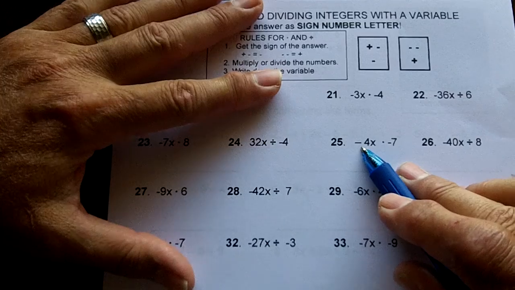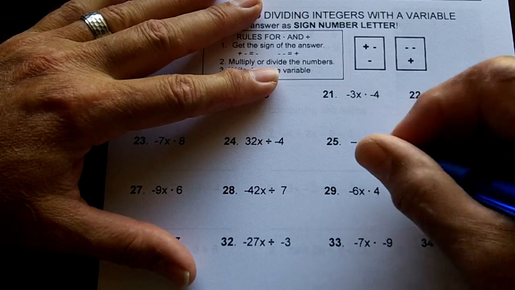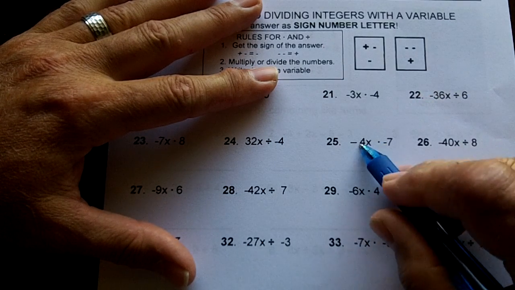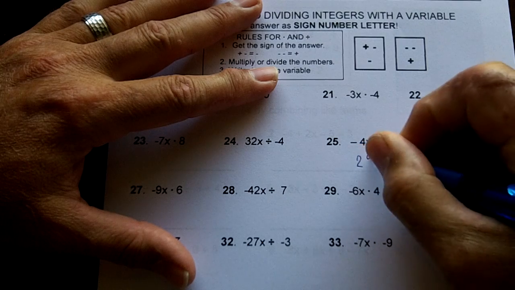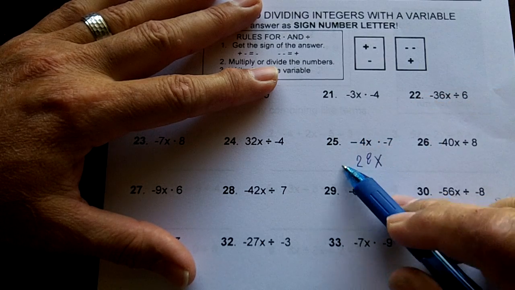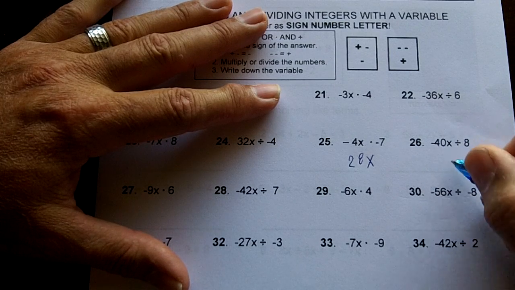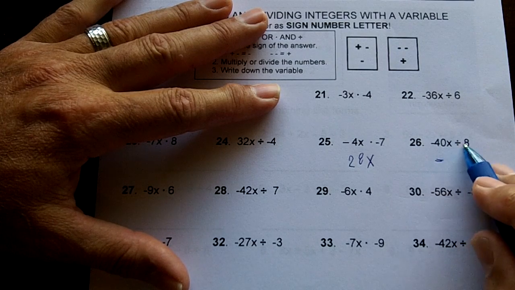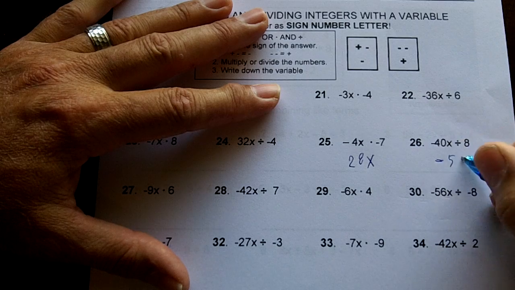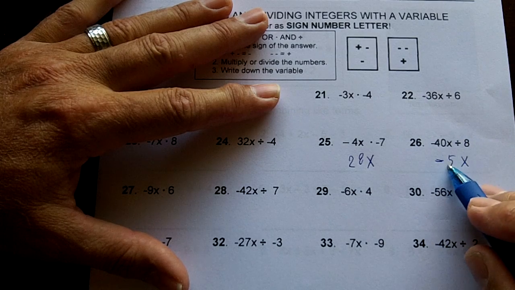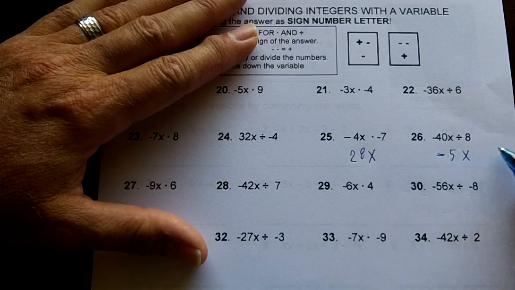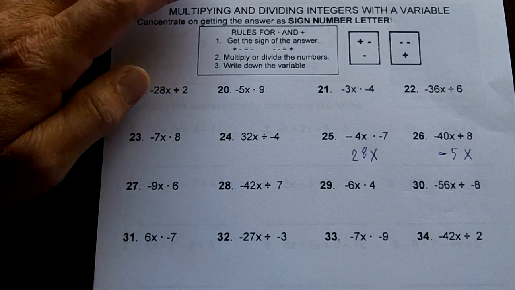Number 25, a negative times a negative is a positive. You don't put the plus. And 4 times 7 is 28. And my variable is x. So sign, number, letter. Right here, a negative divided by a positive is a negative. 40 divided by 8 is 5. And my letter is x. Sign, number, letter. So you're just getting sign, number, letters on all of these.